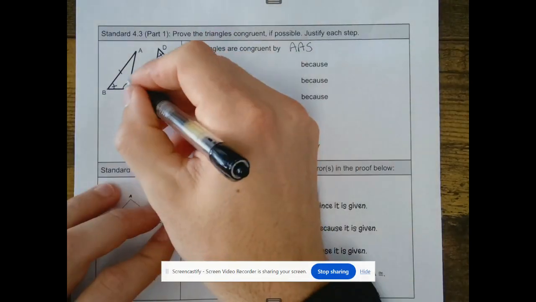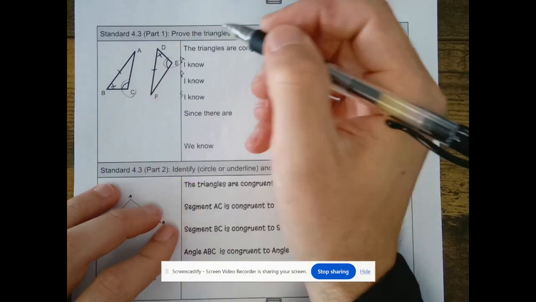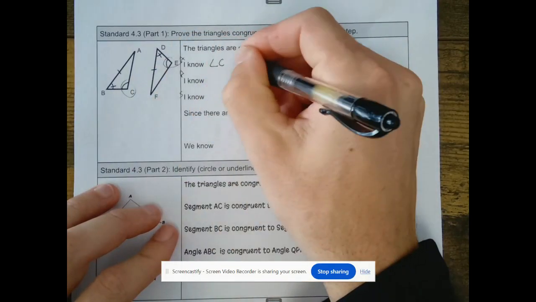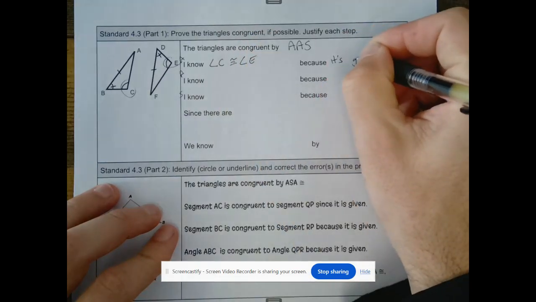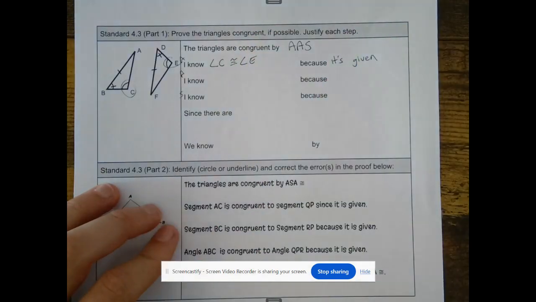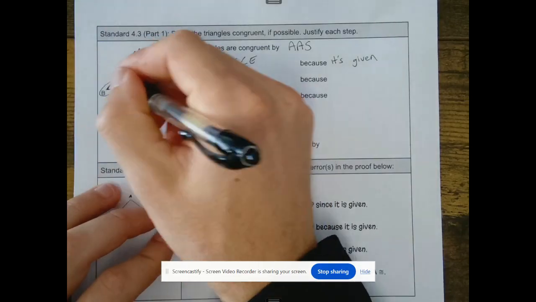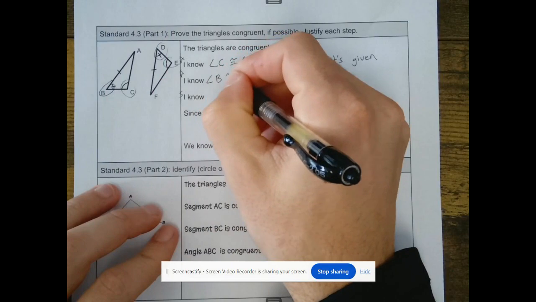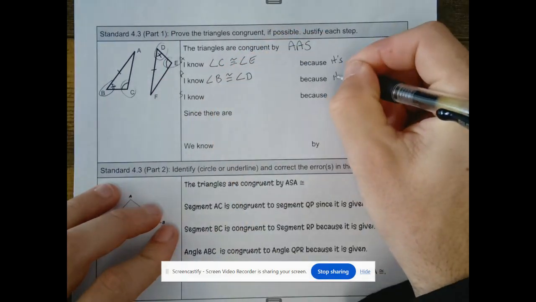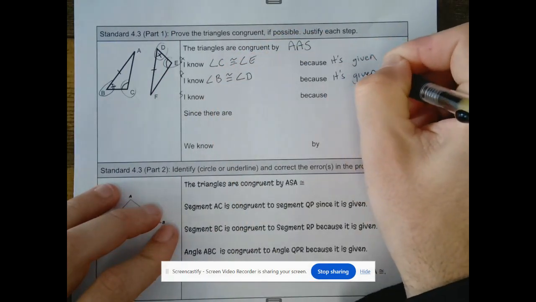I can see that C is marked congruent to E. So let's put angle C is congruent to angle E because it's given. All right, what other angle do we see? I see this angle over here. Angle B is marked congruent to angle D because it's given. And then my last one, the side.